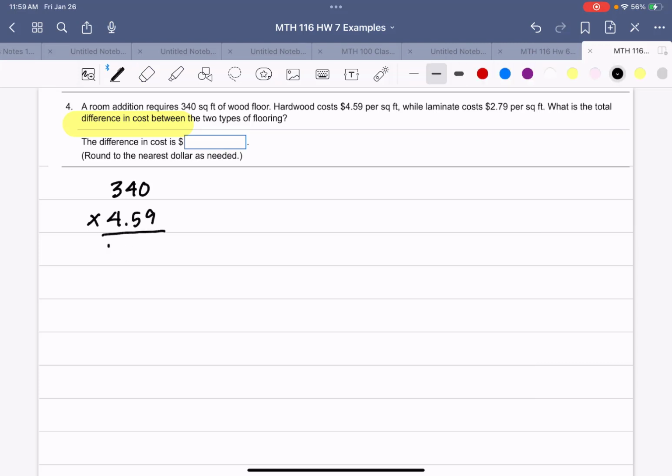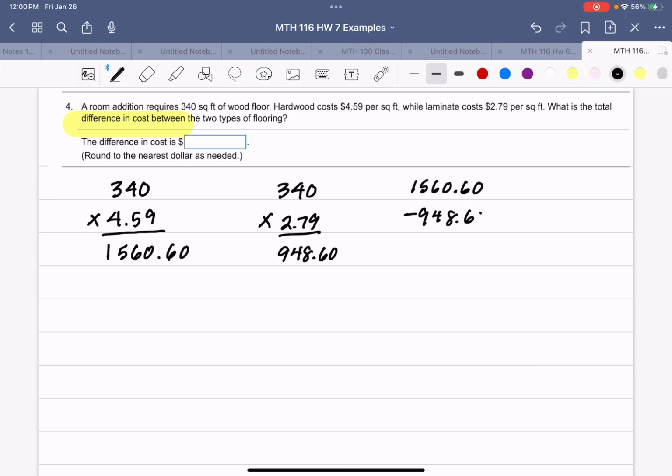That comes out to $1,560.60. Then for the laminate, it's the same amount of flooring, 340 times 2.79 gives us $948.60. So if we subtract these two, we can see how much more the hardwood costs than the laminate. So 1560.60 minus 948.60 gives us $612. So the difference in the cost is $612.